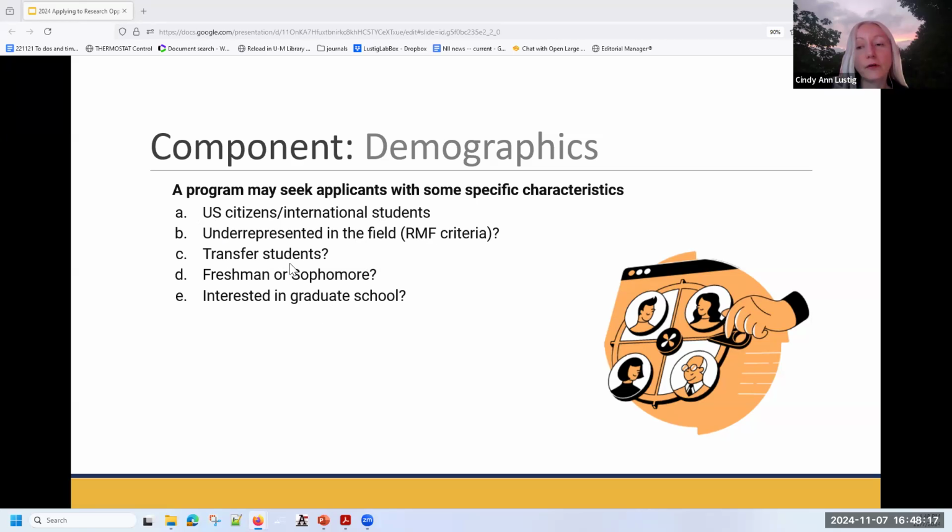Sometimes we may target transfer students because they may have come from a school where there weren't a lot of research opportunities, so we want to prioritize them for research opportunities that are available now. Some programs will target freshmen and sophomores because they're trying to get people off to an early start. Other programs are going to target juniors and seniors because they're trying to get people right before they're ready to apply for graduate school and give them that extra boost and that extra stuff to put onto their CV. And likewise, often there's a strong interest in whether you are interested in graduate school, because that's what many of these programs are designed to prepare you for.